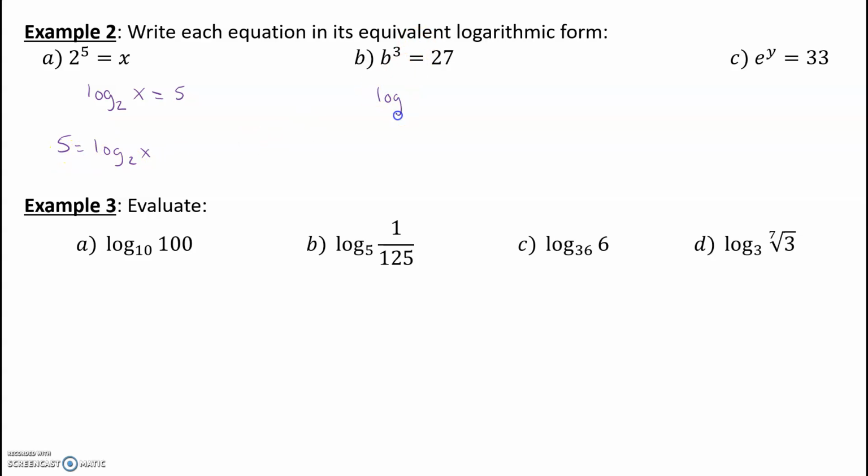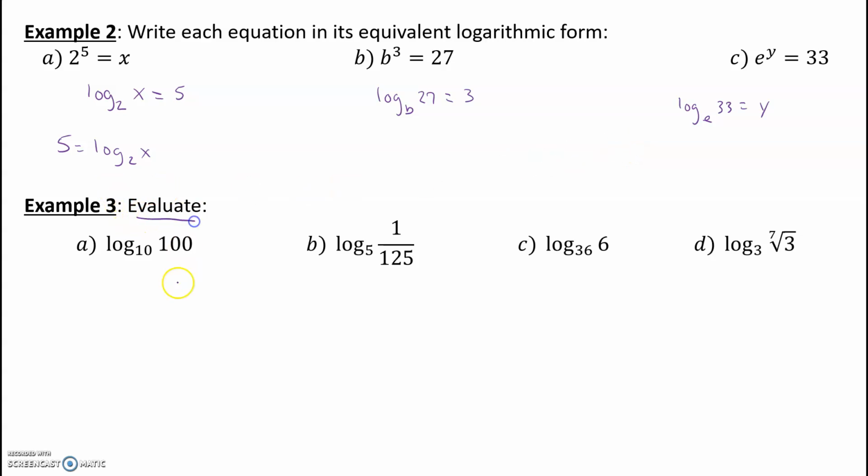Here, again, b to the power of 3 equals 27. Then e to the power of y equals 33. So again, just double check and make sure that you put them in the right places.